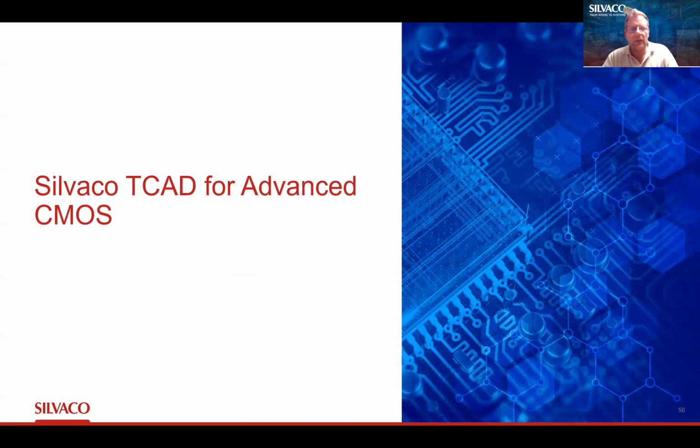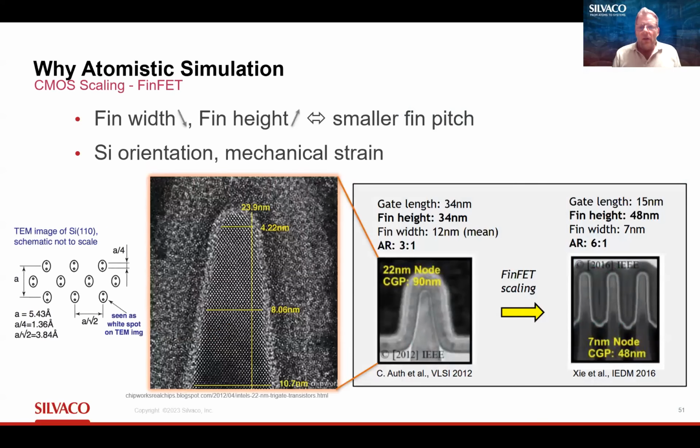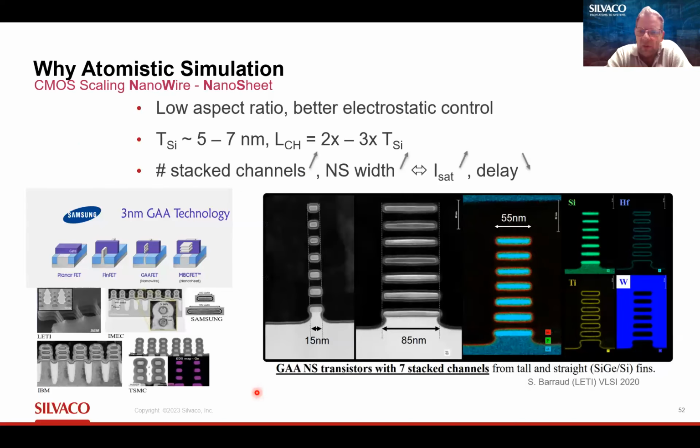So let's spend a little bit of time on this advanced CMOS here, okay? So what is advanced CMOS? Well, it is reasonable to think that it is devices with nanometer scale. Okay, so a FinFET could potentially be one of them. We see here a fin with 4 nanometer at top, 10 nanometer at the bottom. And scaling will continue and will decrease the widths and increase the height. You have also nanowire, nanosheet that can be classified as nano devices.